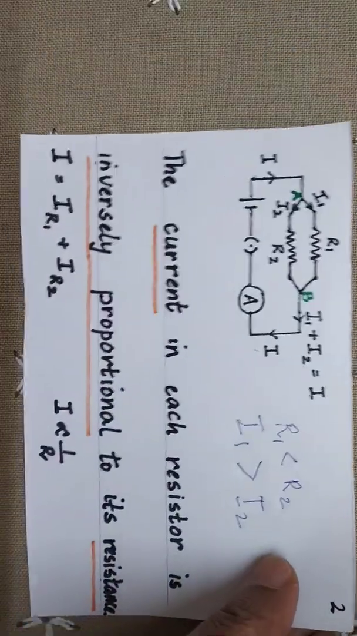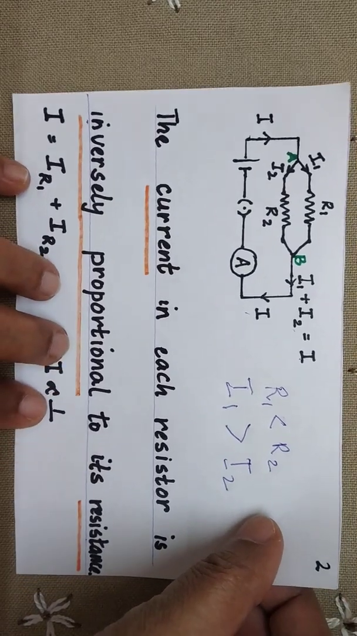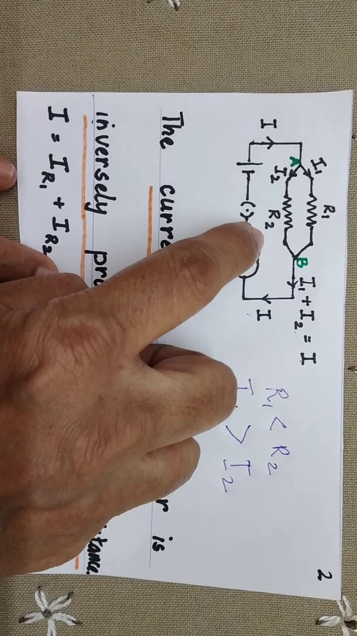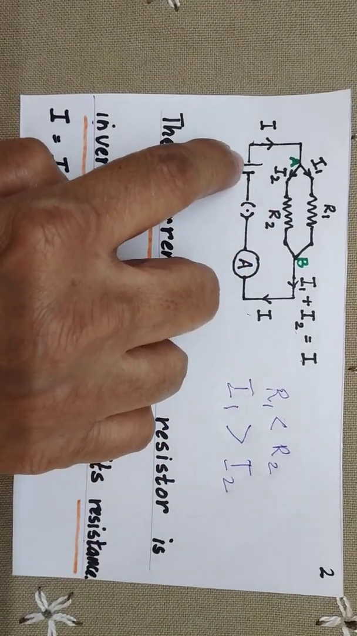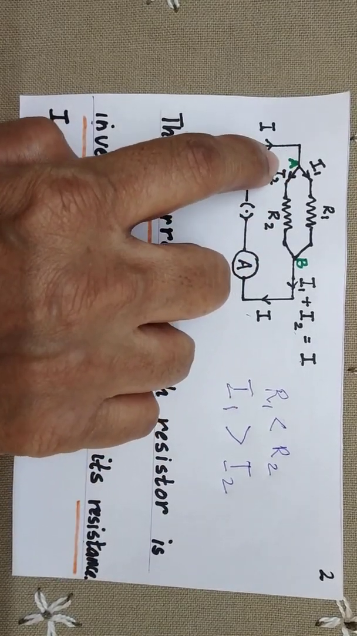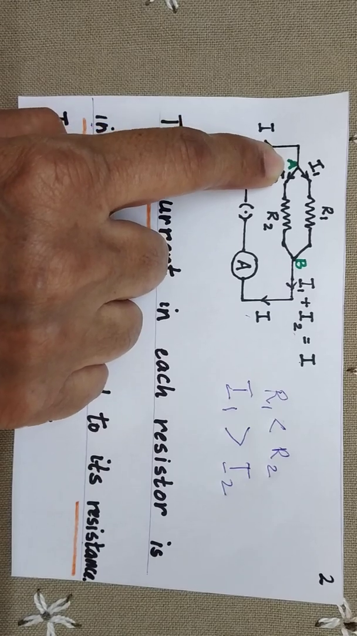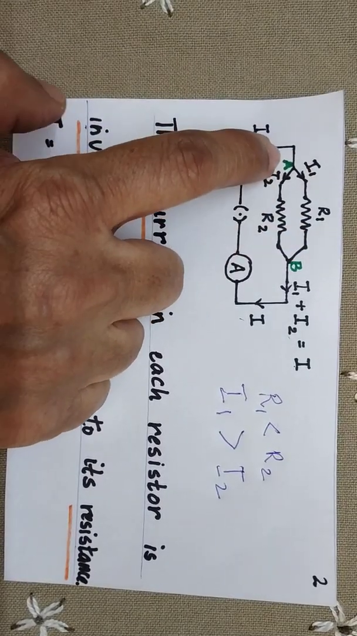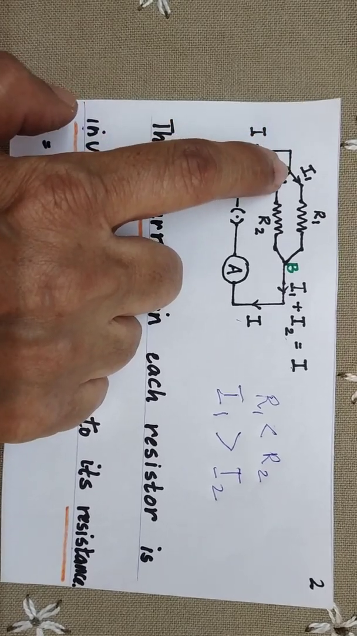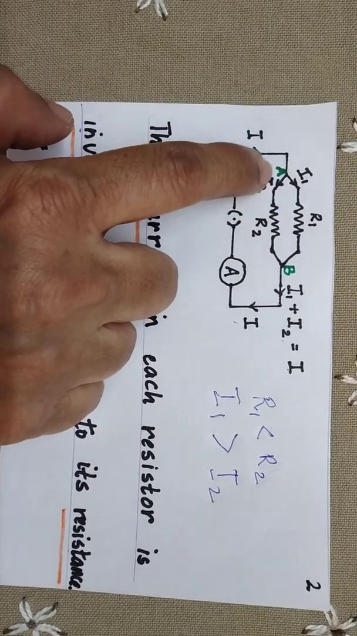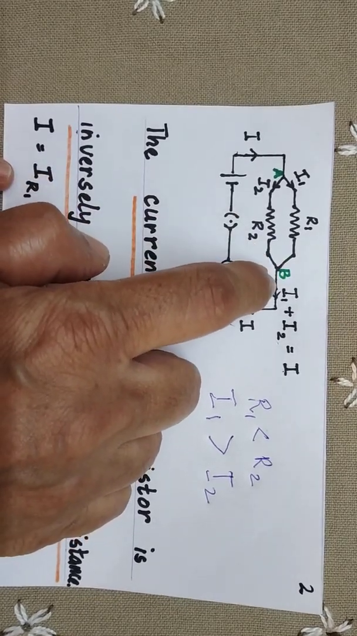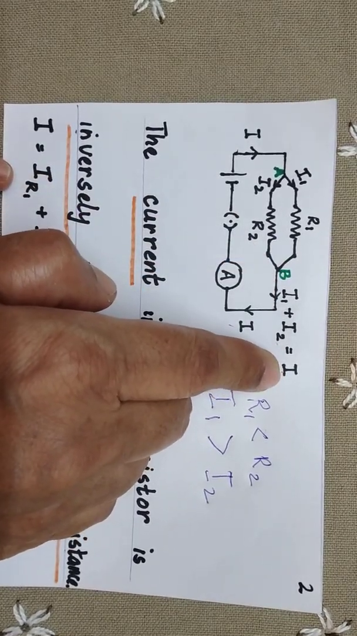The next point is what happens when they are in parallel. When resistances are connected in parallel, current flowing out from the cell, when it reaches the point A, gets divided into different arms. A part of the current will flow through R1, the other part will flow through R2, and when they reach B, they combine together and give back the same value over here.